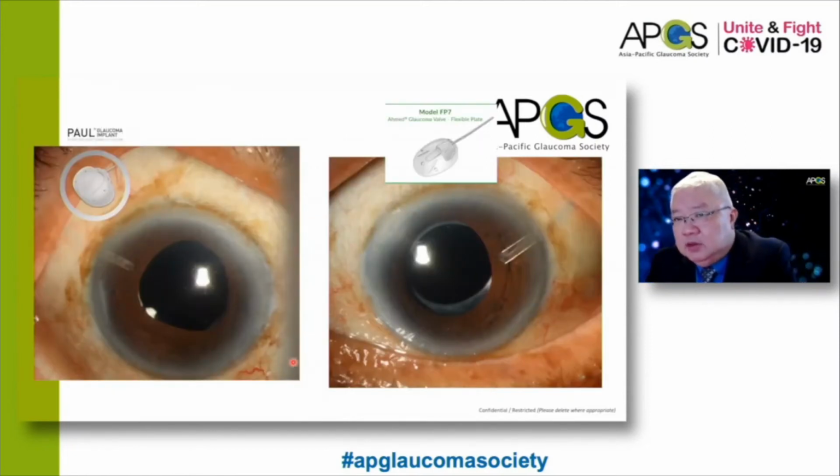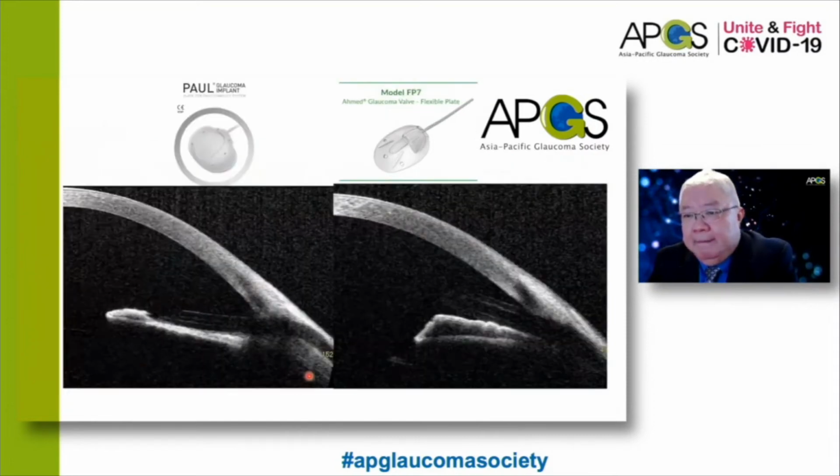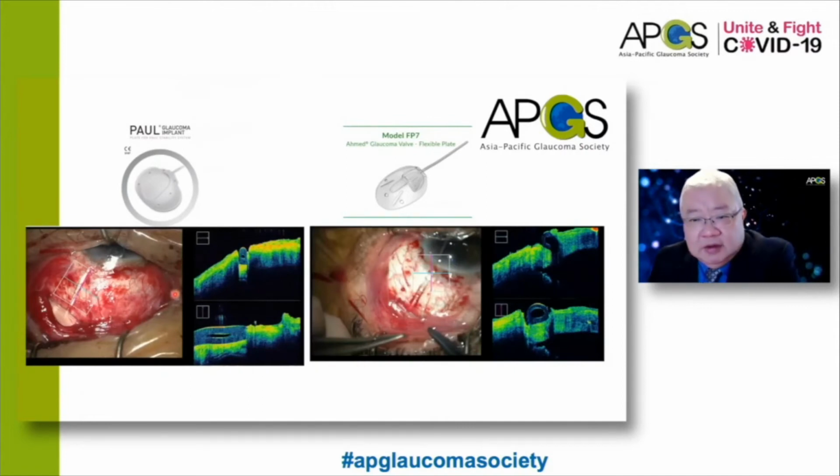And here you can compare the two. You can see that there's a difference in visible size between the standard Ahmed tube and the current new PGI device. The implant is quite far away from the corneal endothelium compared to the larger Ahmed valve size, and therefore we hope that over time we can show that the endothelium is doing better after implantation with less endothelial cell loss.